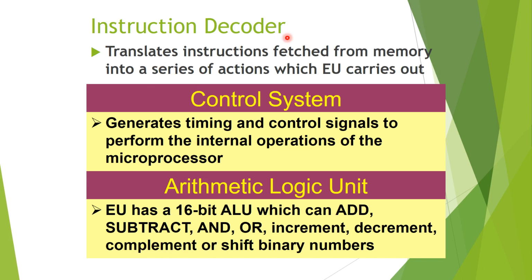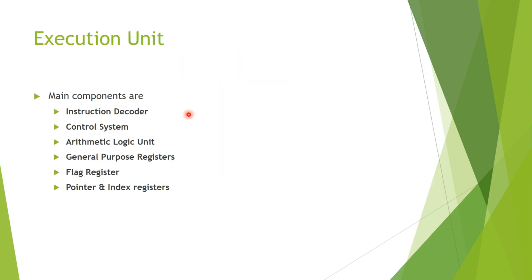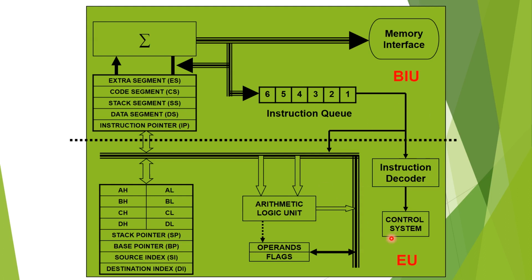Now the instruction decoder. This instruction decoder will decode the instructions that have already been fetched from the memory and stored in the queue. So the EU, the execution unit, will take one by one instruction from this instruction queue, and this instruction decoder decodes this instruction.